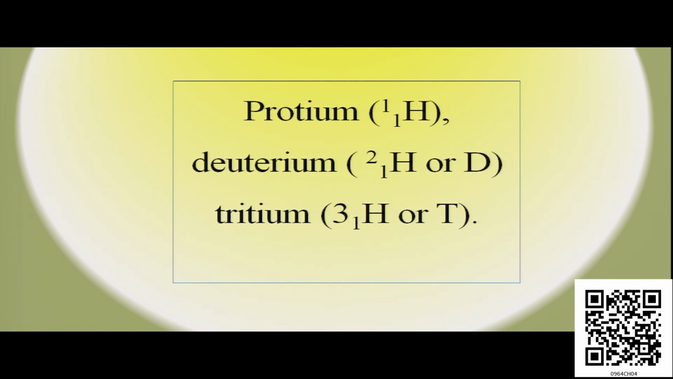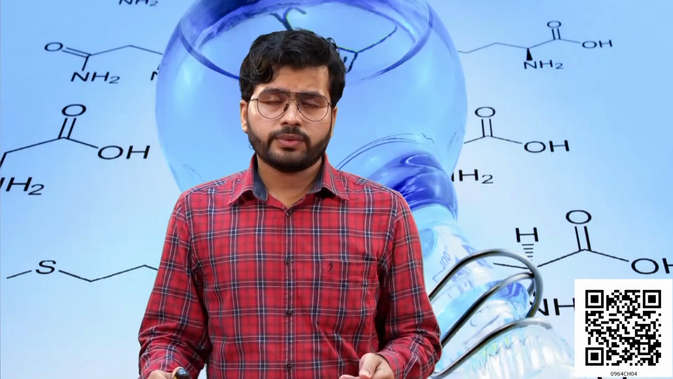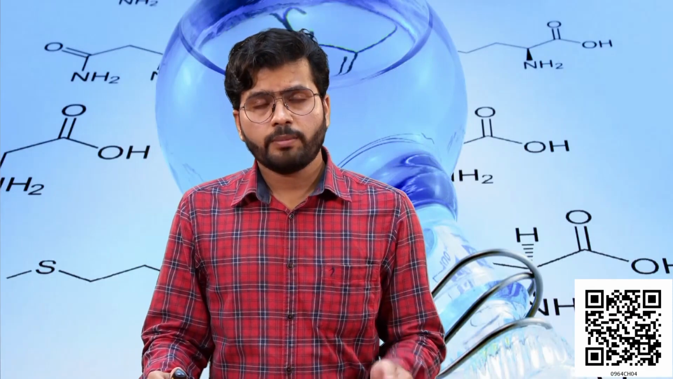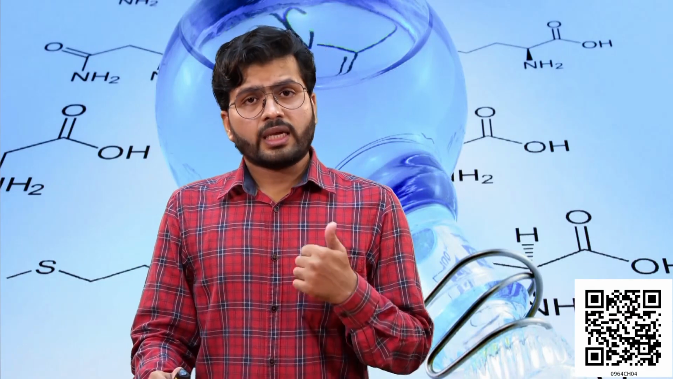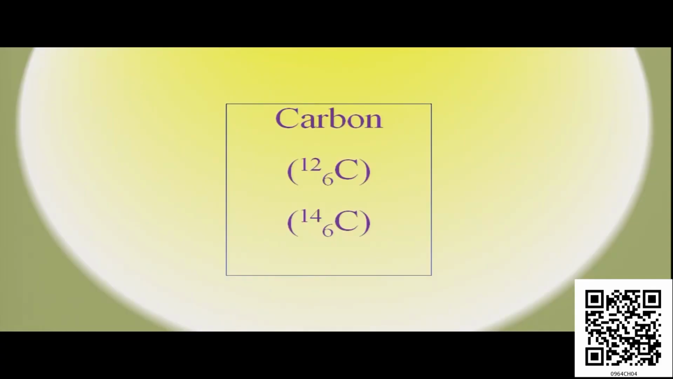So what do you observe here? The 3 atoms have the same atomic number but different mass numbers. The chemical properties will be the same but the physical properties will be different. Let's take another example of an isotope pair. That is your carbon. Carbon 12 and carbon 14.